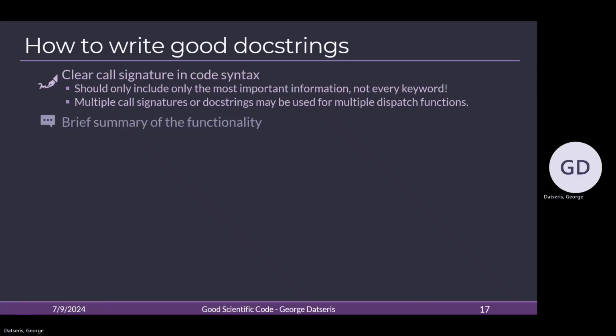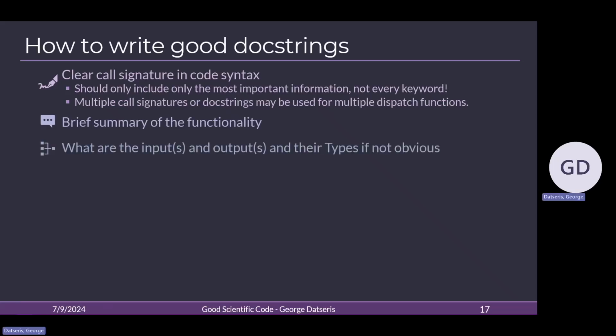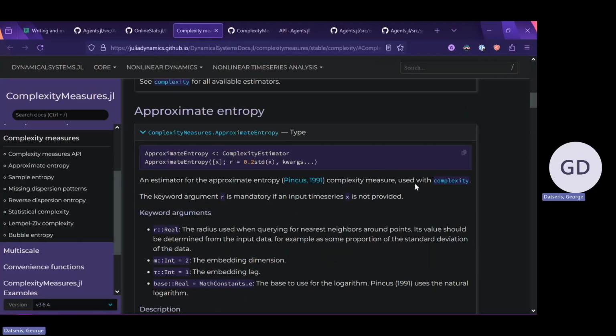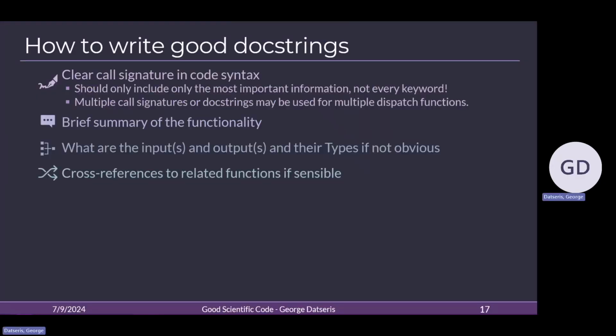Then there is a brief summary of what the function or type does. What are the inputs and outputs? And here you have to say the types of the inputs and outputs if they are not obvious from the context. Cross references to related functions if sensible. If you remember in the first docstring I showed you, there was this cross reference to a function called complexity.